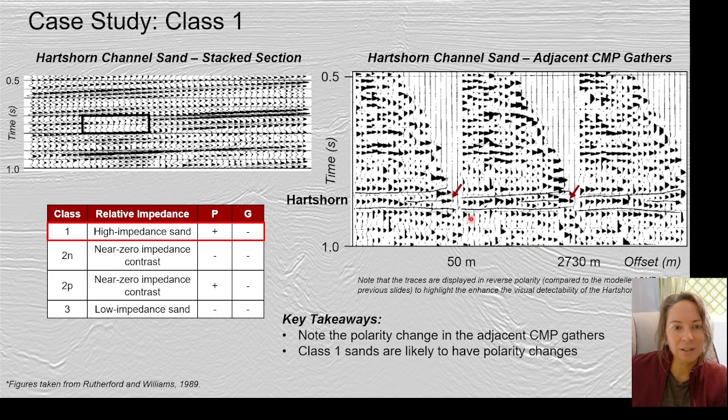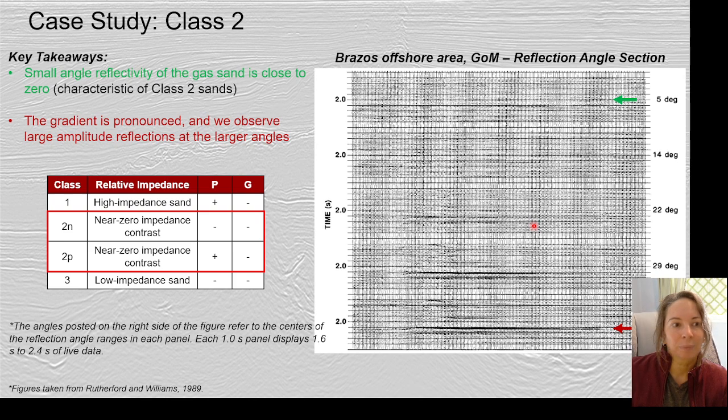And so in this area, if you really focus in, you'll see that these are class 1 sands that show that flip in polarity, and it actually makes them really hard to spot on stack data. So your class 1 sands can actually, you know, with far enough angles, they can flip polarity.